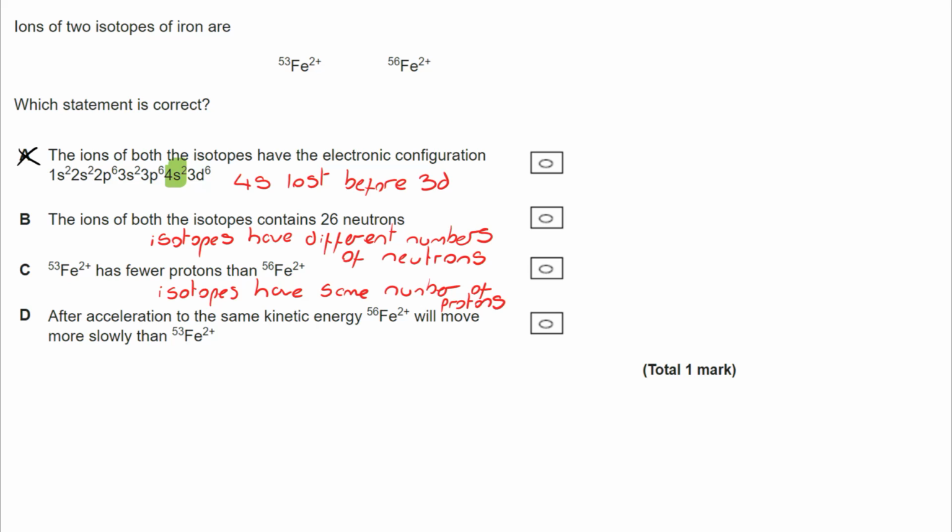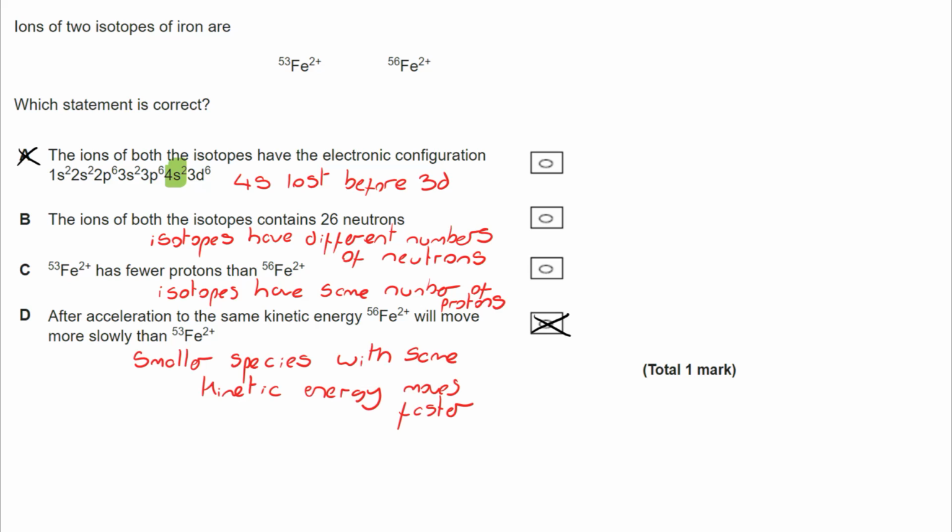So that then takes us to D. After acceleration to the same kinetic energy, the 56 will move more slowly than 53. Yes, this is true. If they both have the same kinetic energy, the larger of the two isotopes will move more slowly.